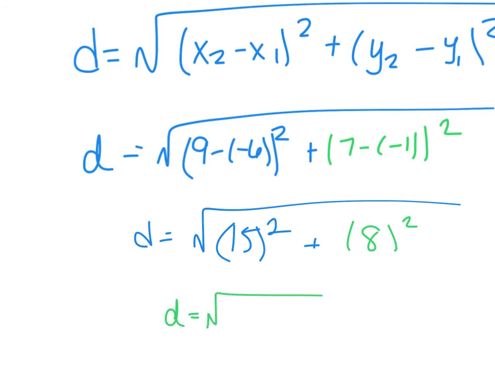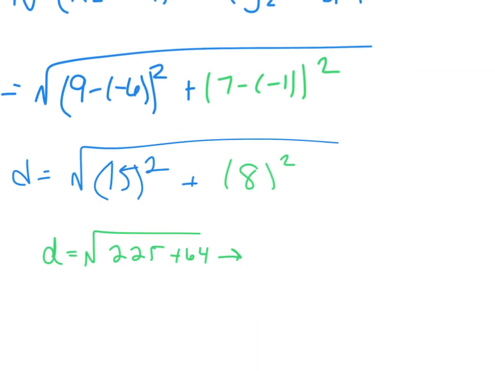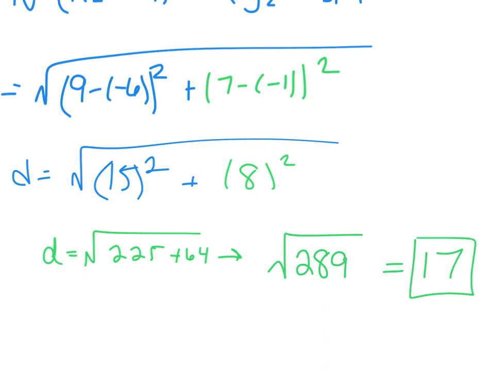So I get distance equals 15 squared is going to be 225. And 8 squared is 64. Add them up. And you should get distance is equal to the square root of 289. If I type square root of 289 in my calculator, I'll know that it's equal to 17. And that's your final answer.